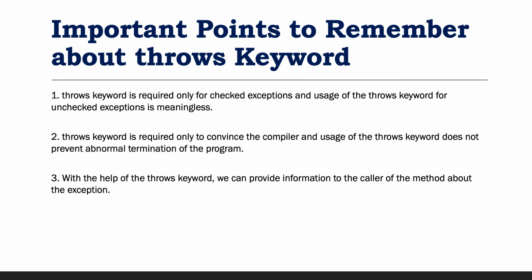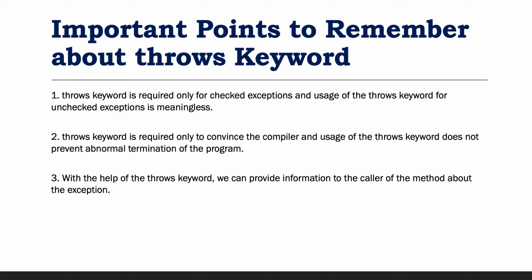Next point we have to remember is that with the help of the throws keyword we can provide information to the caller of the method about the exception. That's what we have seen in our previous example. So these are some key points that we have to remember in respect of the throws clause. Now we have seen all 5 keywords and the uses of all 5 keywords, how to use them, and how we can handle exceptions using them.